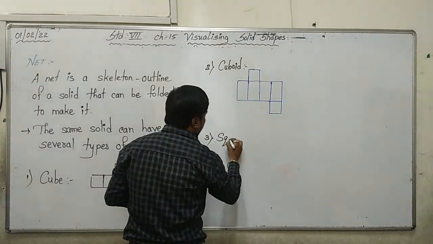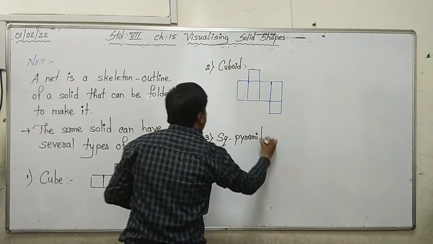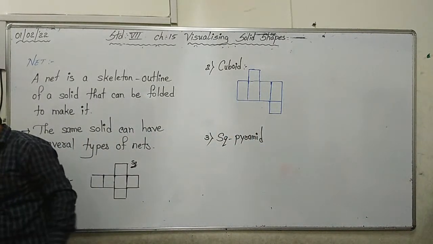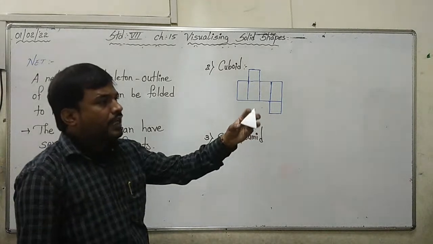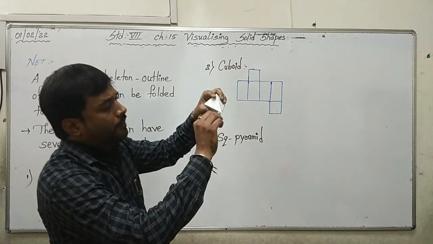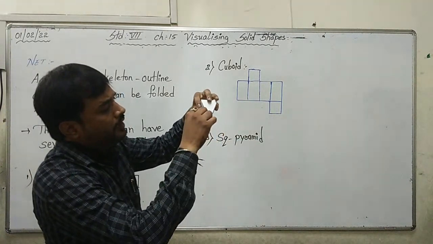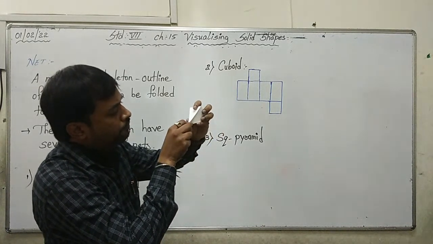Which pyramid am I going to use? Square pyramid. Now, I am just going to open the square pyramid. So here you can see that I have my square pyramid. Now I am going to open that pyramid, so I am going to cut its edges.